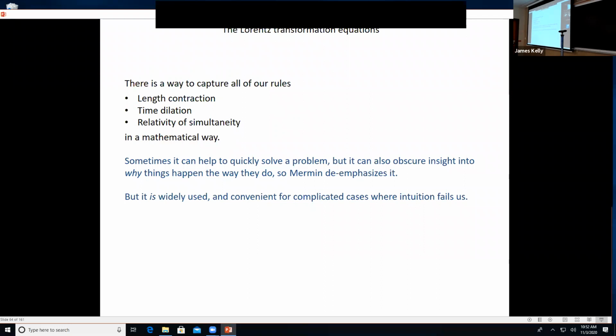For example, I already mentioned if I have two events that occur at different locations and different times in one IRF, and I would like to know the time separation and the distance between those two events in another IRF, but neither one is present at both events. This formalism, the Lorentz transformation, will allow us to answer those more general questions.